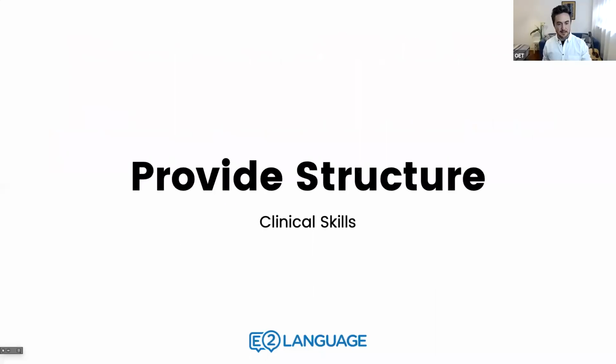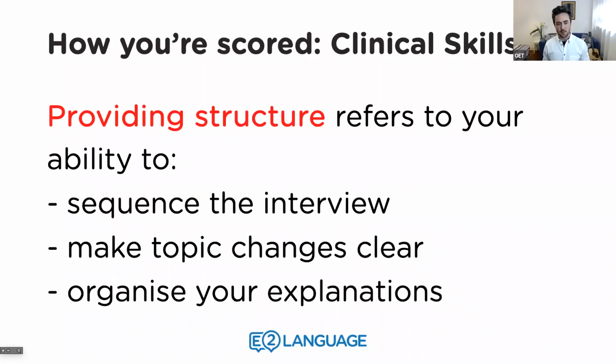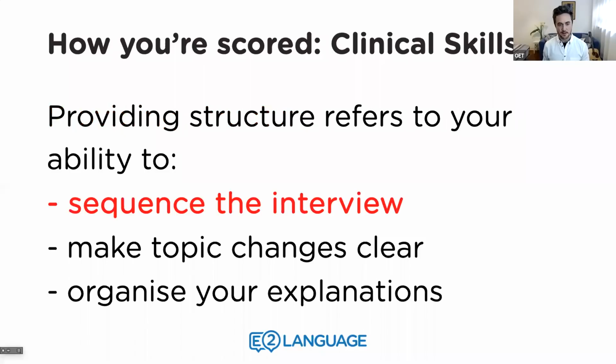Next, providing structure. Okay, so this is the third part of the clinical skills. And this is obviously different to relationship building and incorporating the patient's perspective. Here, what we're doing with providing structure in the role play is we want to sequence our interview. We want to make topic changes clear. And we want to organize our explanations. So let's talk first about how we sequence the interview.